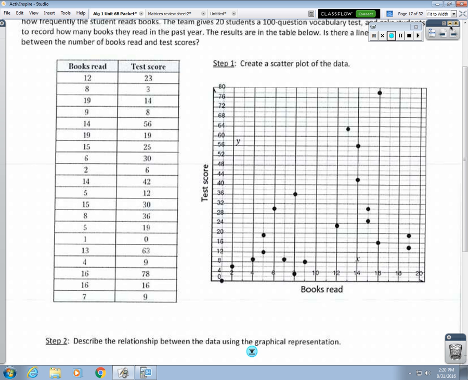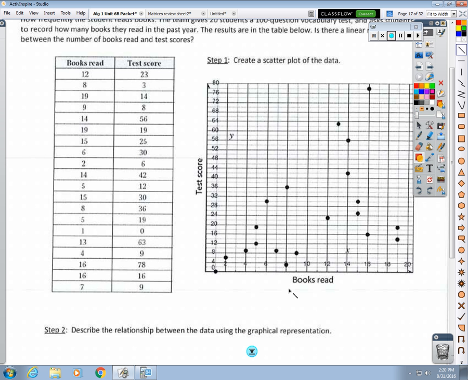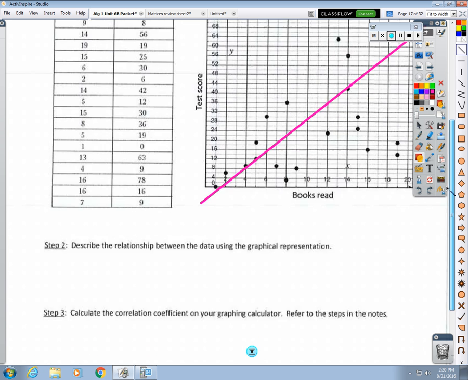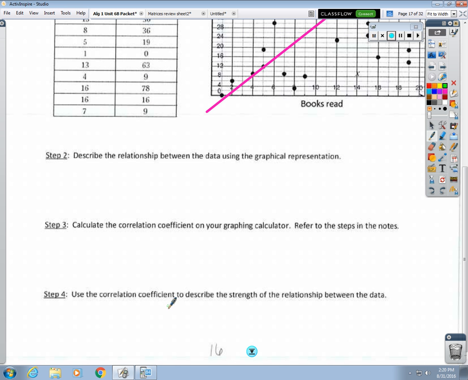Okay, if you were asked to draw a best fit line, what direction would you go? I would definitely go up. Now, obviously, I don't hit a lot of points, and it's far away from a lot of the points, so that would be considered what? Weak positive, and that's actually going to go down here, step 4, weak positive.